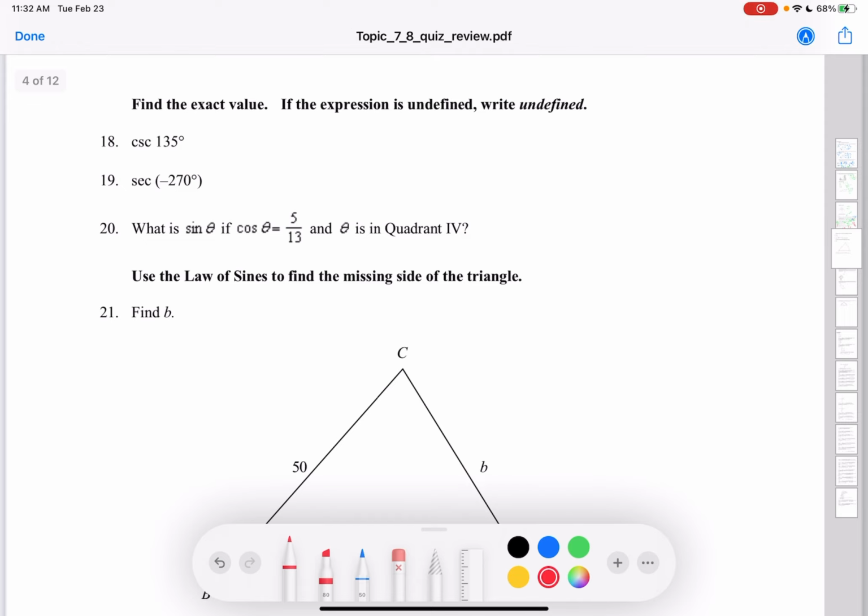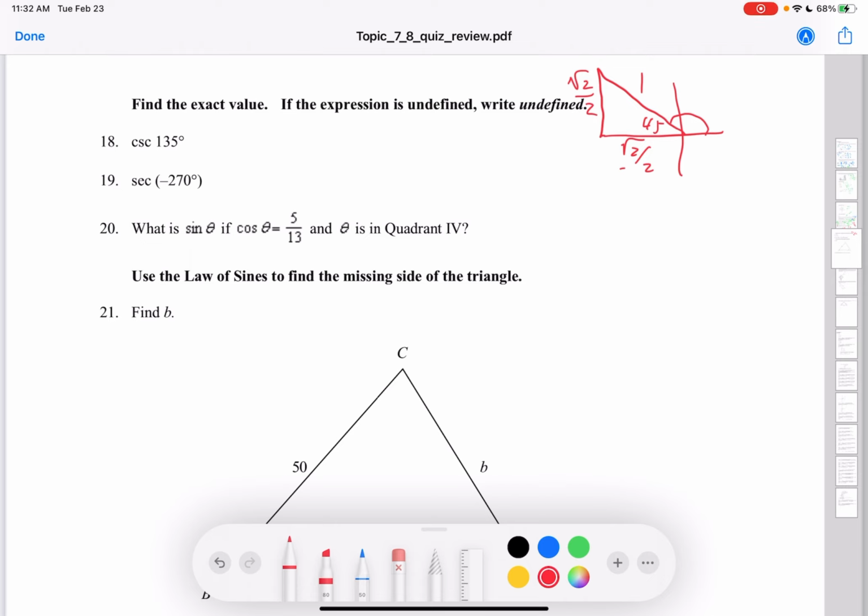Cosecant of 135. 135 is right there. The reference angle is 45, so our hypotenuse is 1. So this side is the negative square root of 2 over 2. This side is the square root of 2 over 2.